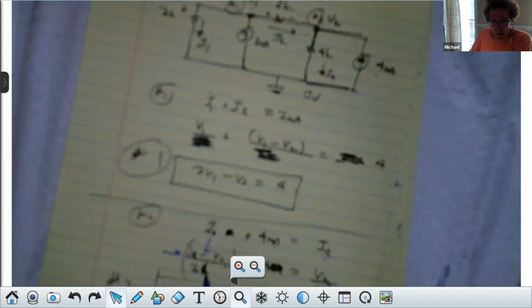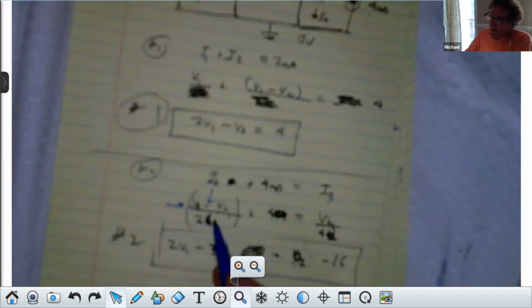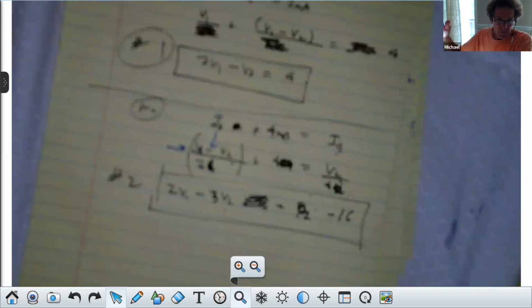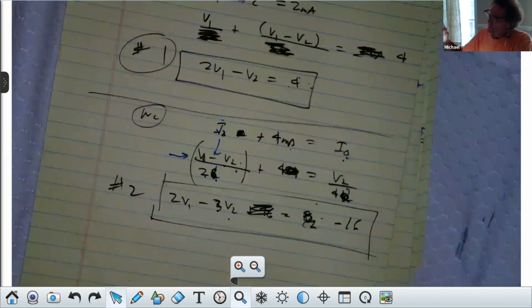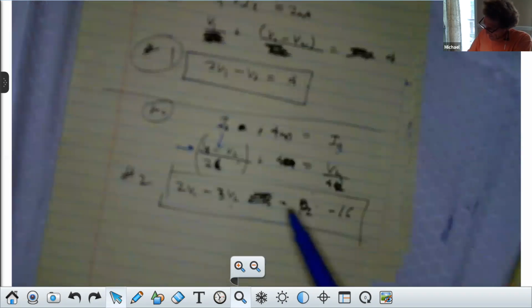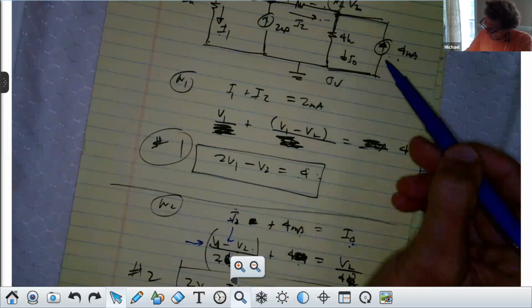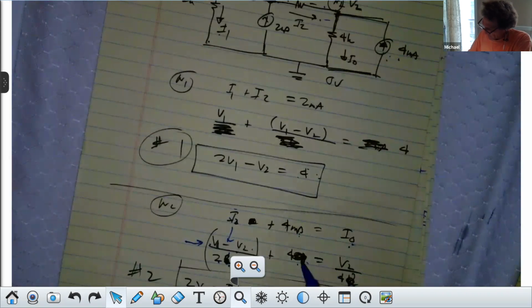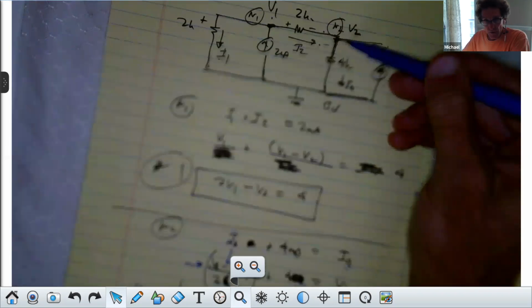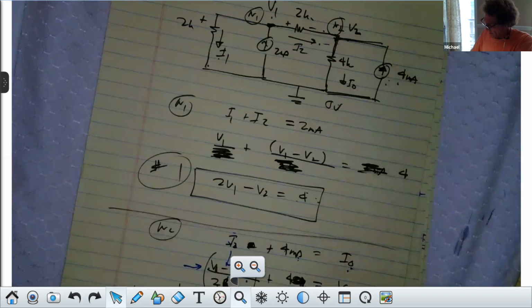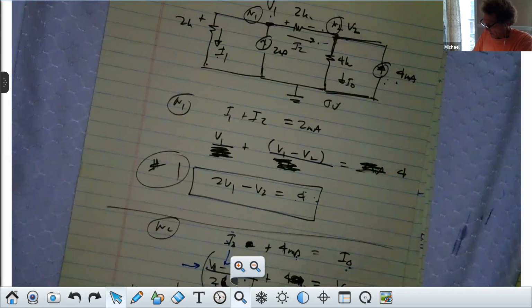Right here. Sorry if it's not focused. It's there, right? This is just 4 milliamps. It's flowing in, right? That should be 4 milliamps. And this is what? It's I naught. I naught is just the voltage on this side, V2, minus 0 over 4K. That's how I got it. Got it? Yes. Thank you. And then I just simplified them. I multiplied by 1,000 first to get rid of K and milli. And then I multiplied by 4 to make it so there are no fractions. And then I got this.